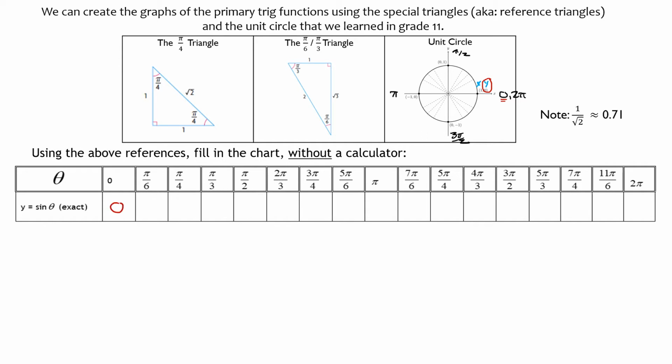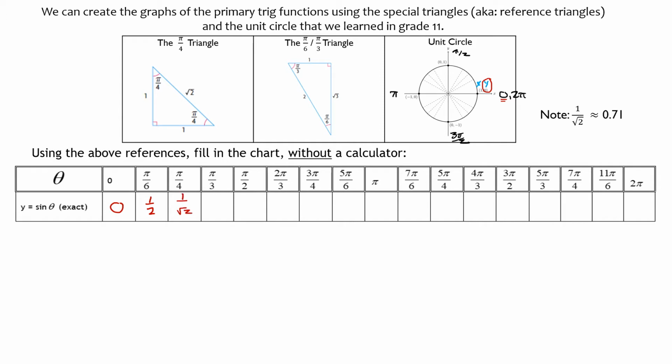Sine of pi over 6, okay, we look at our pi over 6 angle here. Sine is opposite over hypotenuse, 1 over 2. So sine of pi over 6 is 1 over 2, or you could write 0.5 if you want, but we're going to stick with exact values here, 1 over 2. Sine of pi over 4, look at the pi over 4 triangle. You could use either angle, either corner here, because they're both pi over 4. Sine is opposite over hypotenuse, that's 1 over root 2. I'm not going to rationalize that, I'm going to leave that as 1 over root 2.